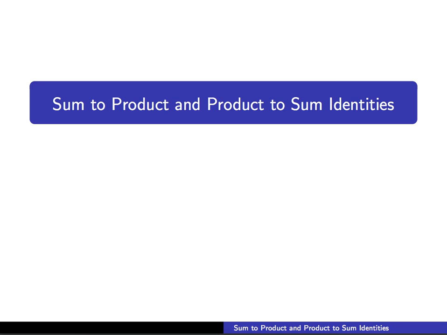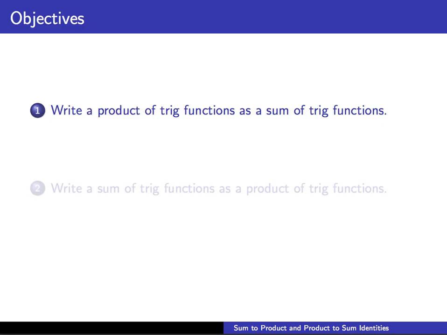In this video, we're going to look at sum to product and product to sum identities. We're going to start by writing a product of trig functions as a sum of trig functions. For these identities, we're going to need the angle sum and difference identities that we talked about in a previous video. So for our first derivation, we're going to look at using the cosine sum identity with the cosine difference identity as well.